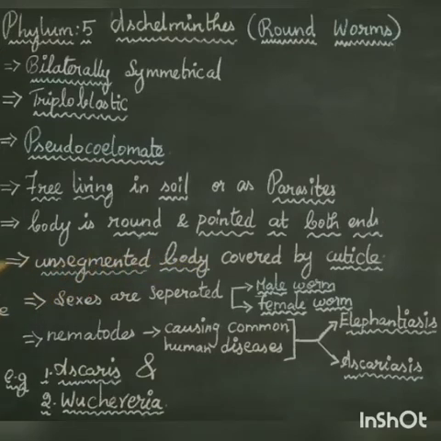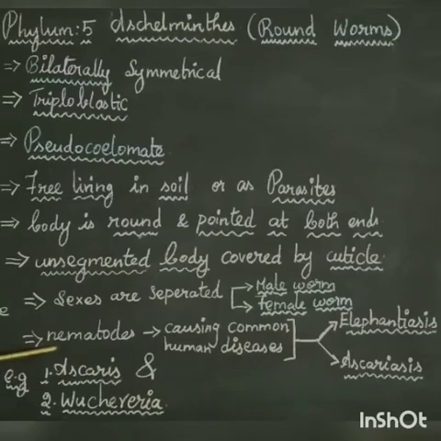Then what about the sexes? Sexes means male and female. Here the sexes are separate. In the last phylum we saw what a hermaphrodite is. Hermaphrodite means male and female are in the same animal, I told you. But here in roundworms, the sexes are separate, that is, there is a male worm and a female worm. These worms are also called nematodes. Some of the worms included in Aschelminthes are called nematodes.